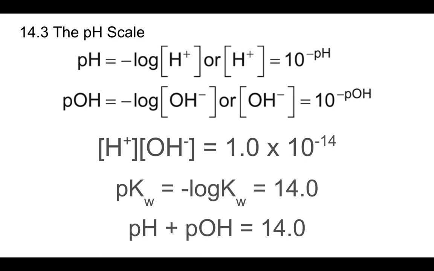And there's a relationship here. Because H plus times OH minus equals 10 to the minus 14, pH plus pOH equals 14. To illustrate that, let's say we have a pH of 4. pH 4. That would mean pOH would be 10. 4 plus 10 equals 14. So let's look at that. pH 4. That means the H plus is 10 to the minus 4. If the H plus is 10 to the minus 4, the OH minus is 10 to the minus 10, and the pOH would be 10. So now 4 plus 10 equals 14.